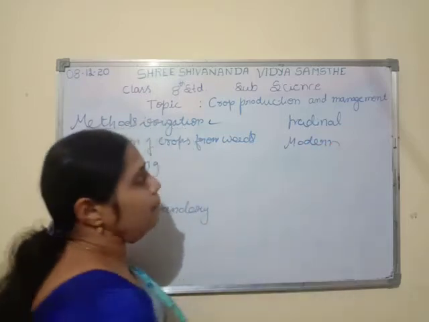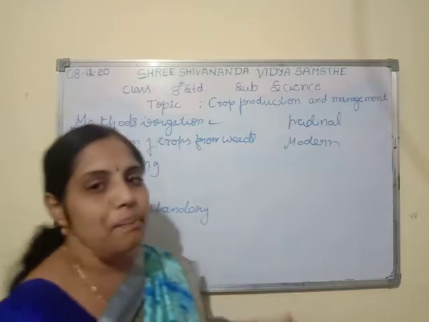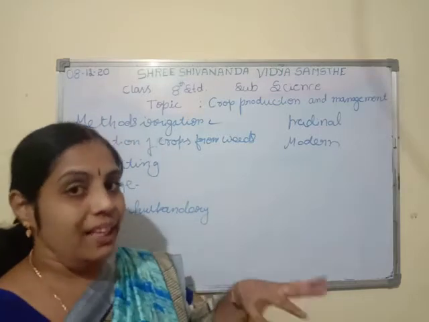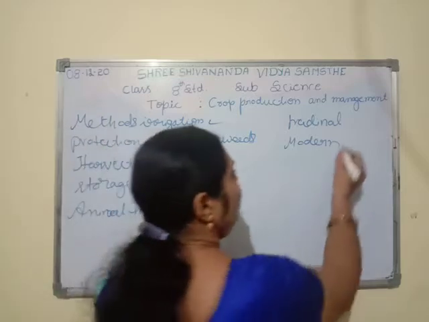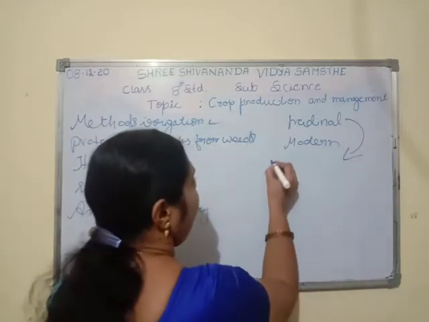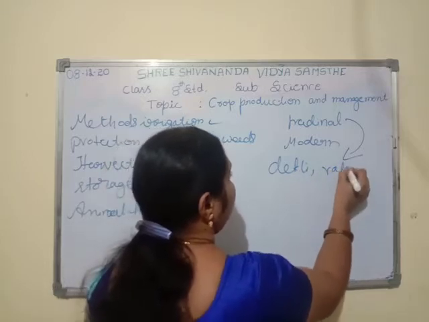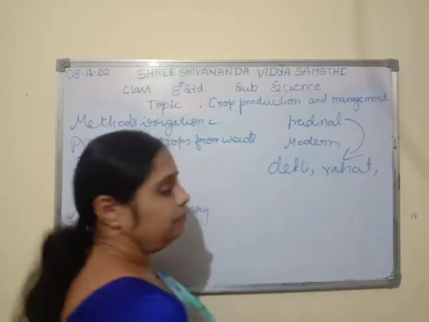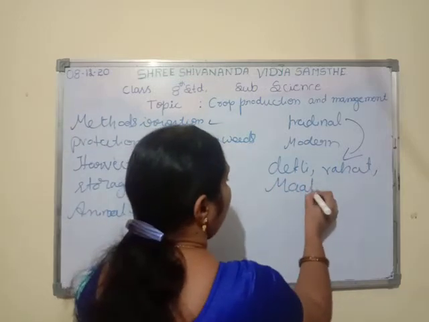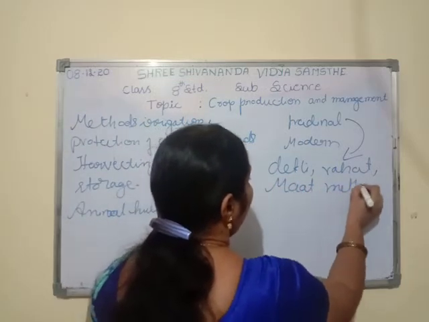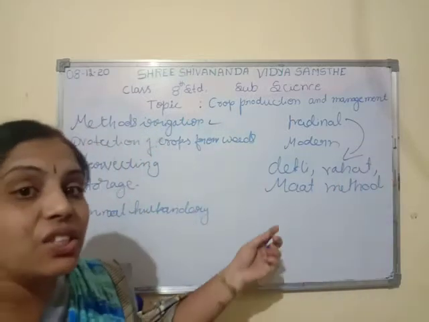So traditional method ಅಂದ್ರೆ ಏನು? ನಾವು ಹಿಂದಿನ ಕಾಲದಲ್ಲಿ ಯೂಸ್ ಮಾಡ್ತಾ ಇದ್ದಂತಹ ಮೆಥಡ್. ನೀರಾವರಿ ಪದ್ಧತಿ ಹಿಂದಿನ ಕಾಲದಲ್ಲಿ ಹೇಗಿತ್ತು? We make use of different kinds of methods. They are the Dekli method, the Rahat method, and the Moot method. These are all a kind of ancient irrigation system.